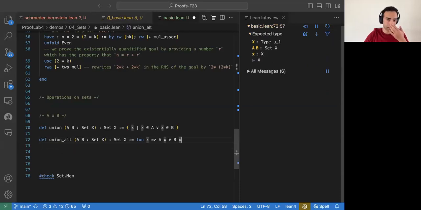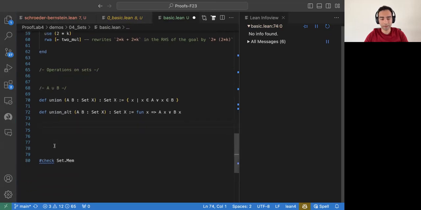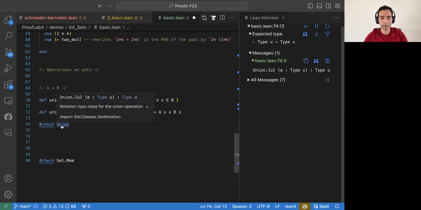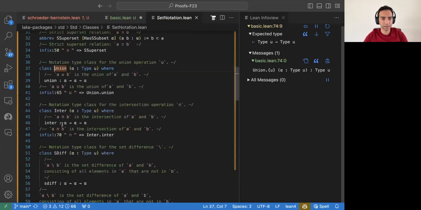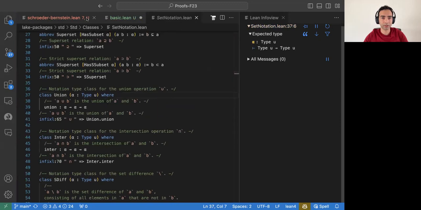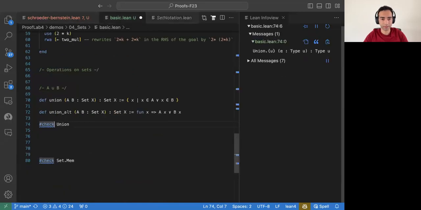And actually, this notion is already defined in Mathlib. If we check big union, you can already see that it's defined in Mathlib. But I think this is the wrong union. This is a union of some family of types. What we want is for sets, essentially. So therefore, we need to say maybe set union.